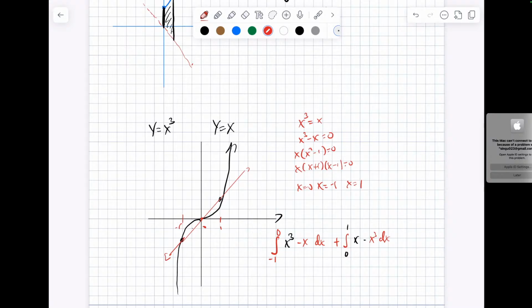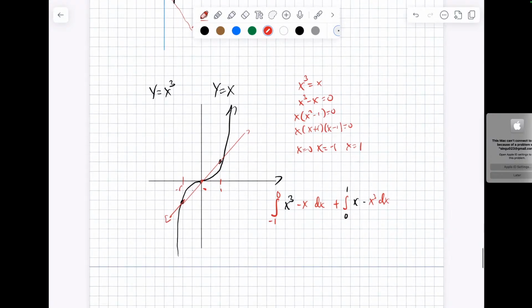Now here's a trick. If you were smart, you're going to say, hey, this region and this region look the same. If they look the same, can they also be equal to this?